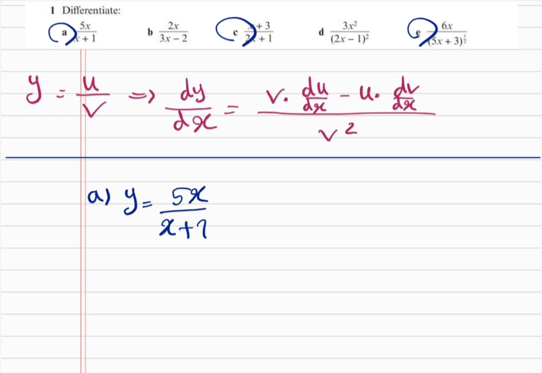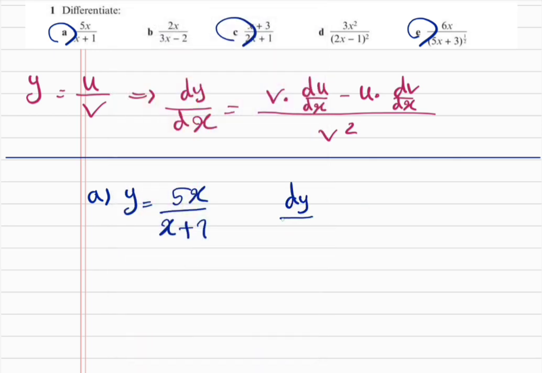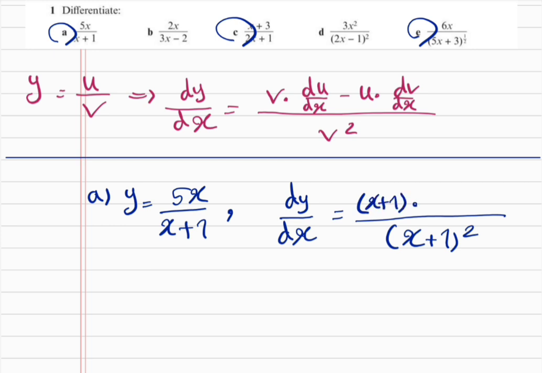So let's differentiate this function. Based on the quotient rule, the function that is on the denominator, in this case x plus 1, is our v function, for example. We have to square that, right? Because that's the denominator function. And then on the numerator, we first write down the function on the denominator, in this case v, x plus 1, times the derivative of the top function.